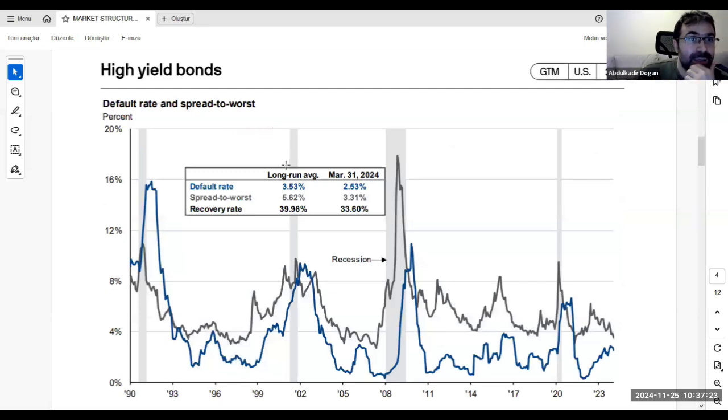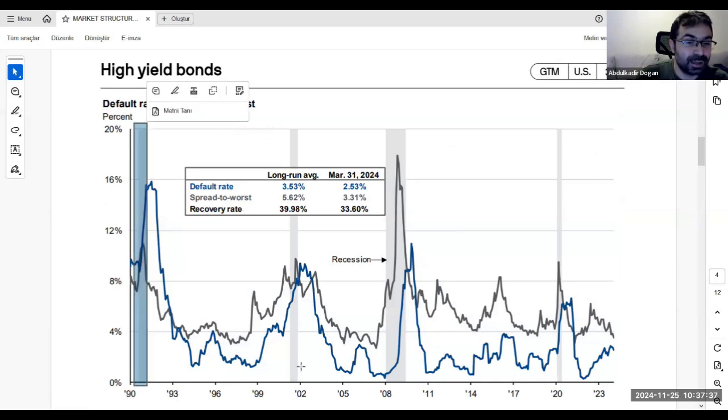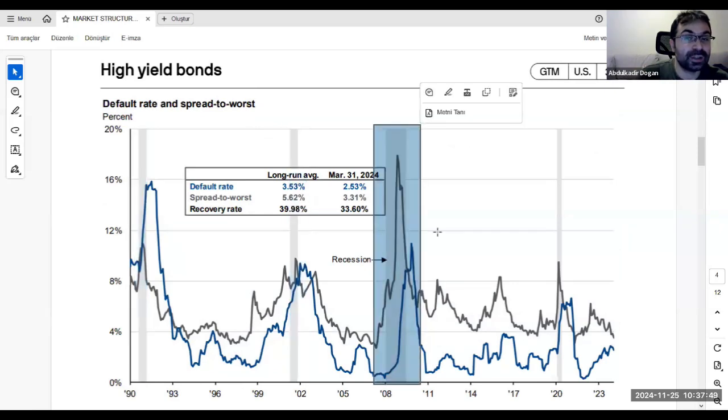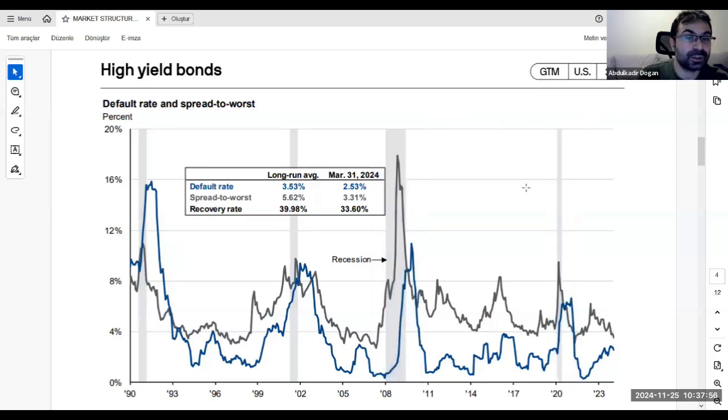And now, here we have high yield bonds, default rate, and the spread to the worst. And here, default rate, spread to the worst, and the recovery rate, meaning, please take a look at this gray dash line. These are the crisis periods: 1991, the Gulf crisis in the Middle East, the dot-com crisis in the United States, the global financial crisis on Wall Street in 2008, and the COVID-19 crisis here. These are the crisis periods.